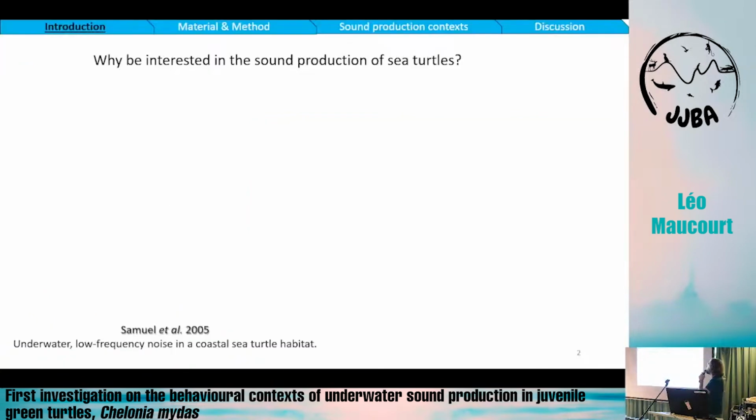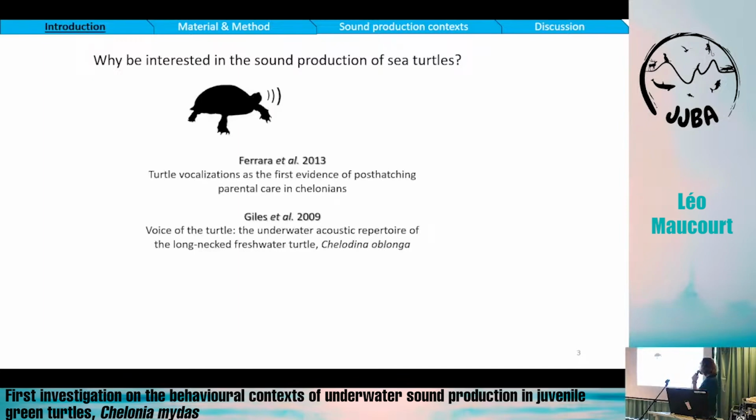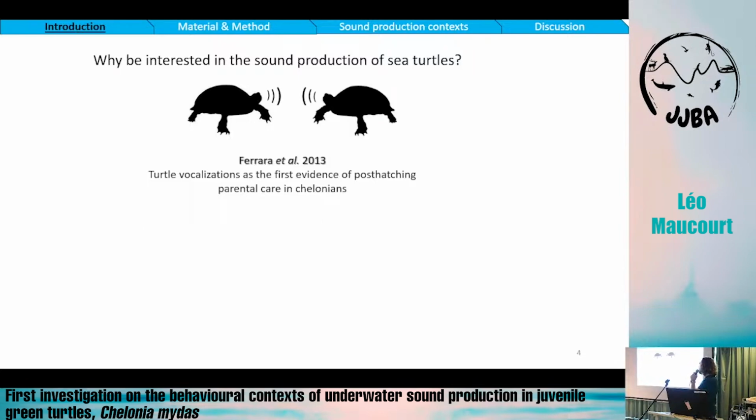So first, why be interested in the sound production of sea turtles? We know that understanding the sensory ecology of animals, that is how they sense and respond to their environment, can be an effective tool for the conservation of endangered species, such as sea turtles. Recent studies show there is acoustic sound production in terrestrial and freshwater turtles, and some results suggest it could be acoustic communication.